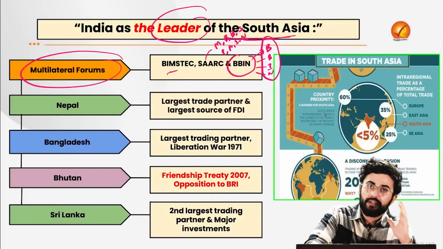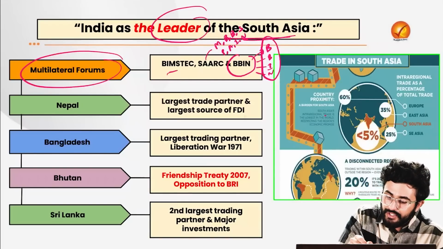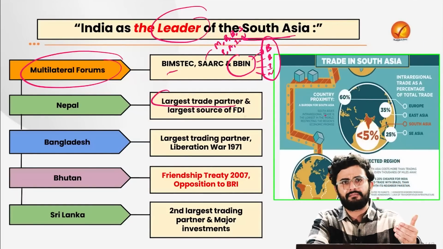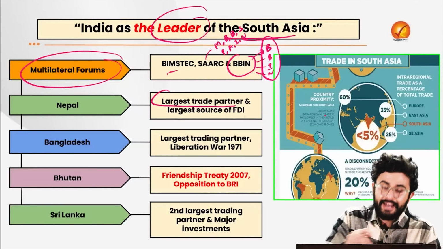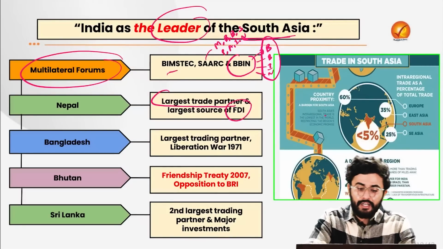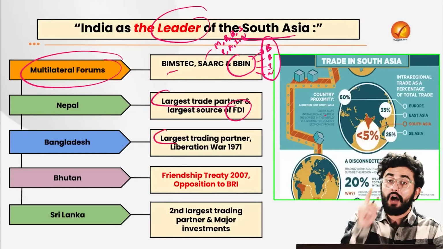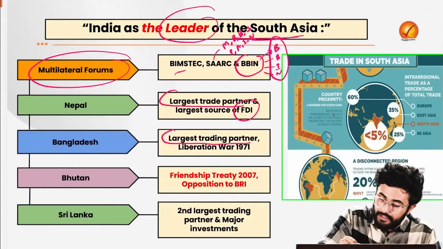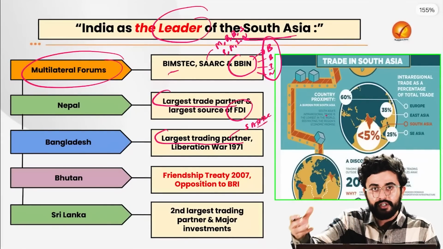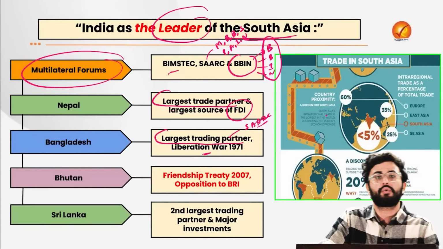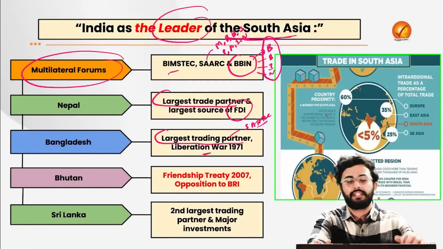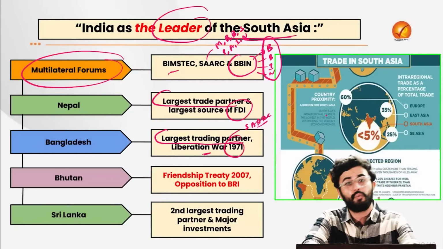Then if we talk about, for example, Nepal, we are the largest trade partner of Nepal with more than $10 billion trade, and we are also the largest source of foreign direct investment for Nepal. When it comes to Bangladesh, Bangladesh is our largest trading partner in the region of the South Asian Association for Regional Cooperation, and India has played a pivotal role in the liberation war of Bangladesh, which took place in the year 1971 as well.